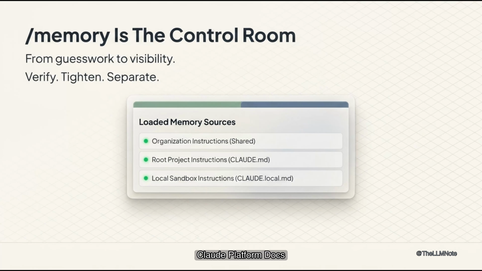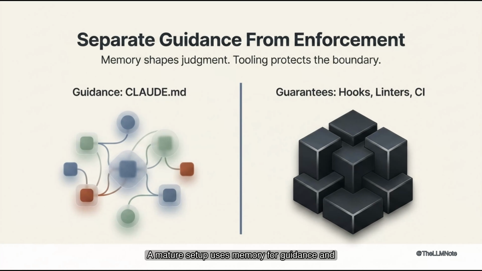A mature setup uses memory for guidance and hooks for guarantees. Claude.md tells Claude how the project thinks. Hooks, tests, linters, and CI prove whether the result is acceptable. That separation prevents a common failure mode, overloading Markdown with policies that should be automated. Memory shapes judgment. Tooling protects the boundary.